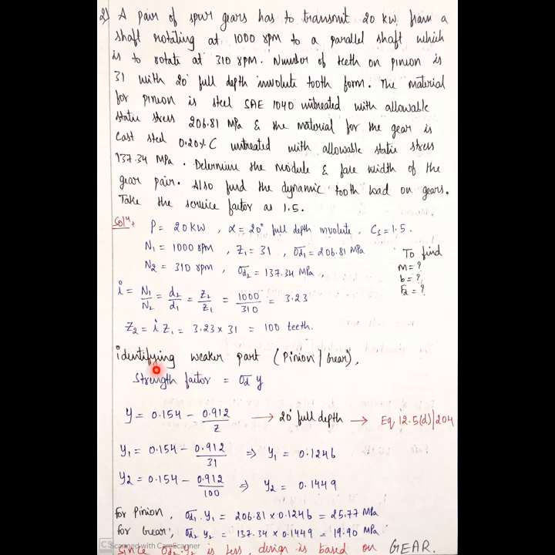Now the first step is to identify the weaker part, that is we need a strength factor, sigma D into Y. For Y, it is not given in the question, hence we have to take the 20-degree full depth involute tooth form. If you go to page number 204, that is 12.5D, there you will get it for the 20-degree involute system, so we take Y equal to this formula. Similarly, Y1 is for Z1, Y2 for Z2. If you substitute Z1 and Z2, you will get Y1 and Y2.